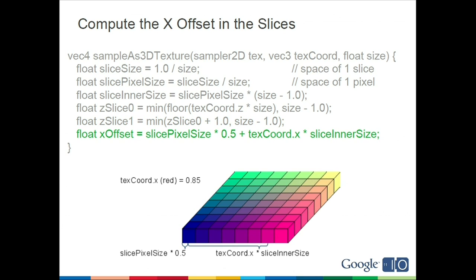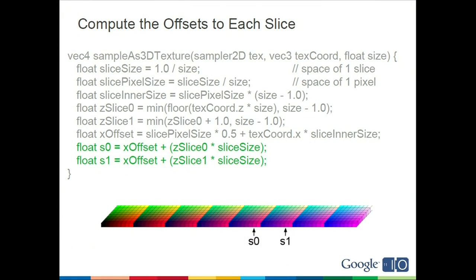Then we need to know how far into that slice to get a color. And so here we're going to add half a pixel, like we mentioned before, and then we're going to take our red, which is in texture coordinate X, and we're going to multiply it by that size that we computed before to get the right position. So in this case, if red was 0.08, you can see it comes to about the 7th pixel in that slice.